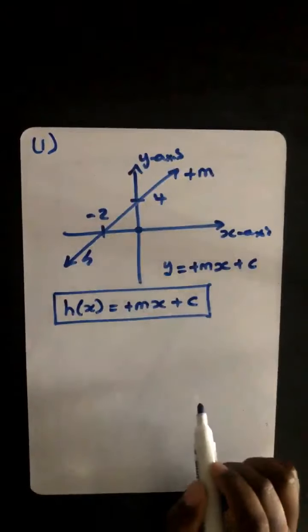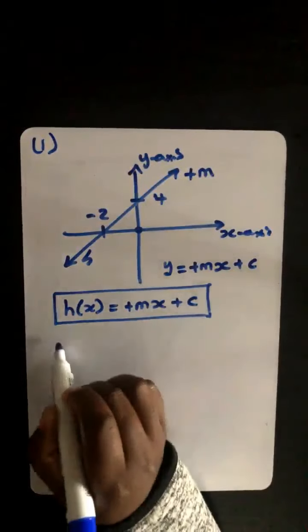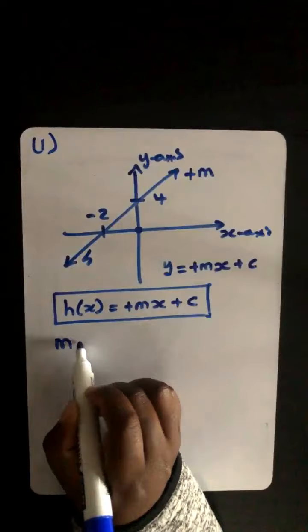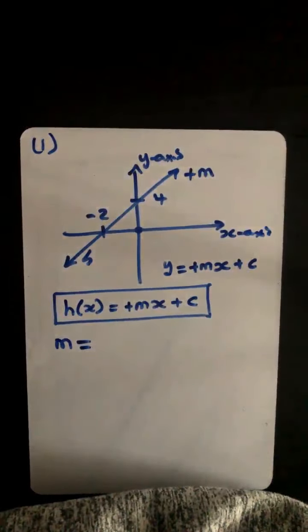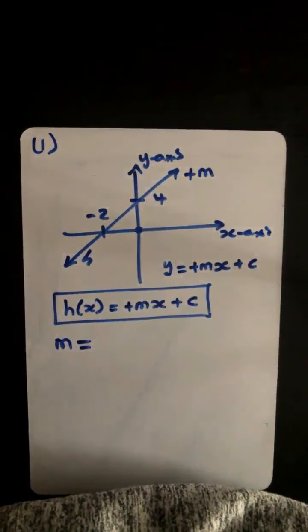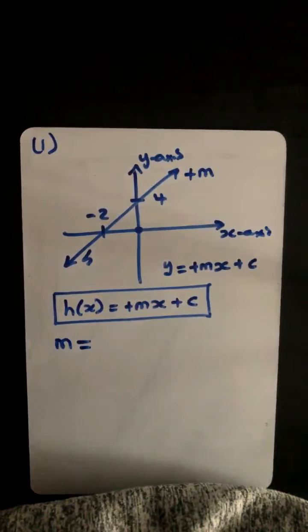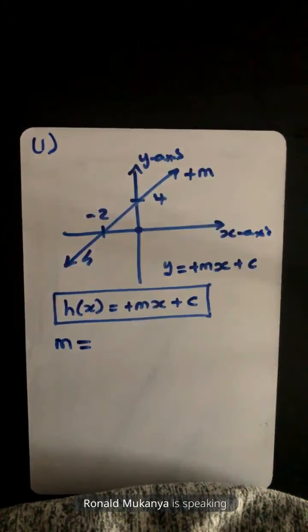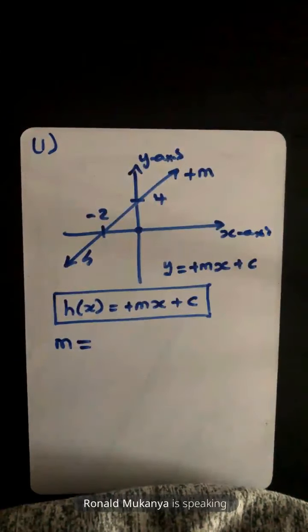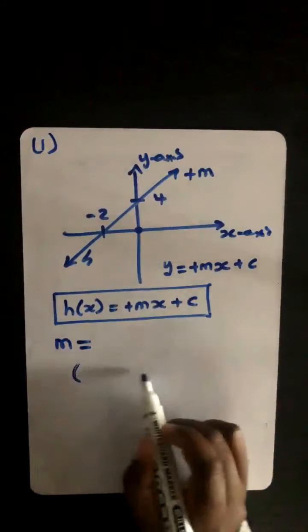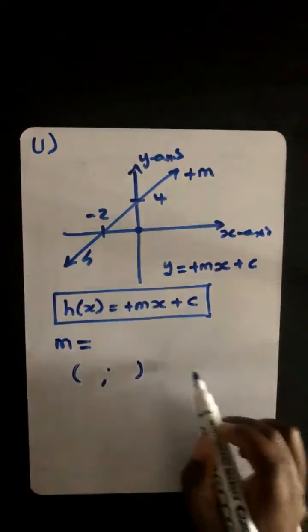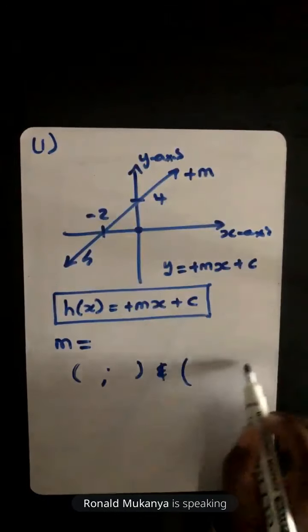So now let's calculate the gradient. Another question: do we have 2 points? And again, what are those 2 points? Ronald, sir. Yes, we have the 2 points. We have the x and y intercepts. What are those coordinates? Tell me what to write, Ronald. The coordinates are -2 and 4. So what am I writing here?